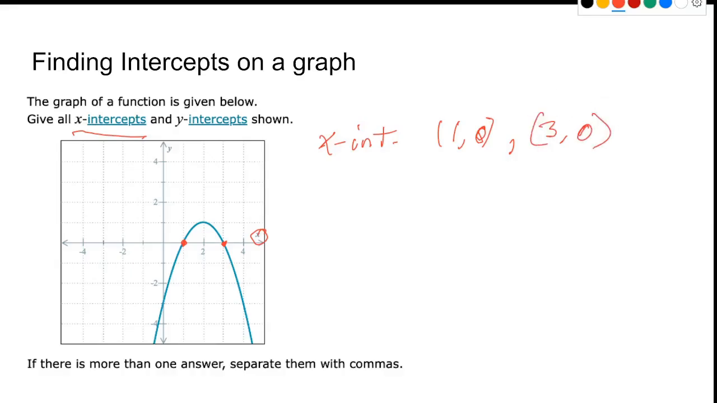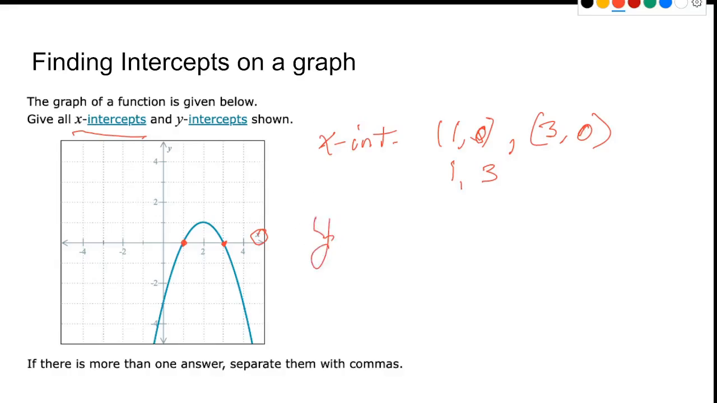So those are listing them as points. Sometimes they will just want the value of the intercept itself. So as you put it into the homework, it may want just 1, 3. So those are your x-intercepts. I really like x-intercepts as points. Listing them as points will remind you that the y value is always 0.